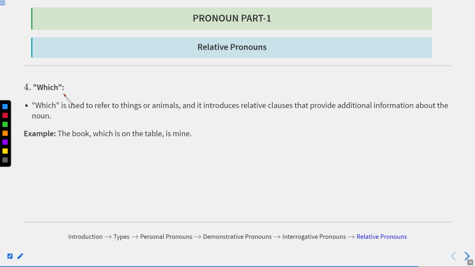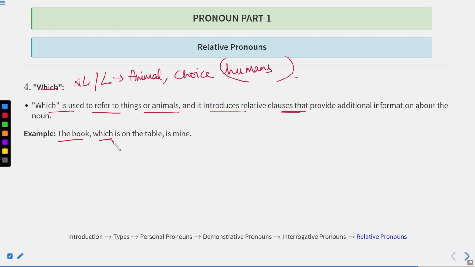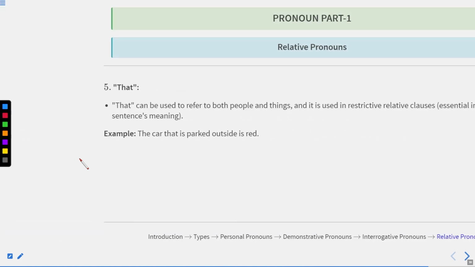Which is used to refer to things or animals, and it introduces relative clauses. So which is basically used for non-living things as well as living beings, but in the case of living beings we use it for animals, or when we make a choice in the case of humans. The book which is on the table is mine. So we are talking about a book, which is a non-living thing. Therefore, we have used which over here. However, which can also be used in the case of living beings. How? That we will discuss later on.